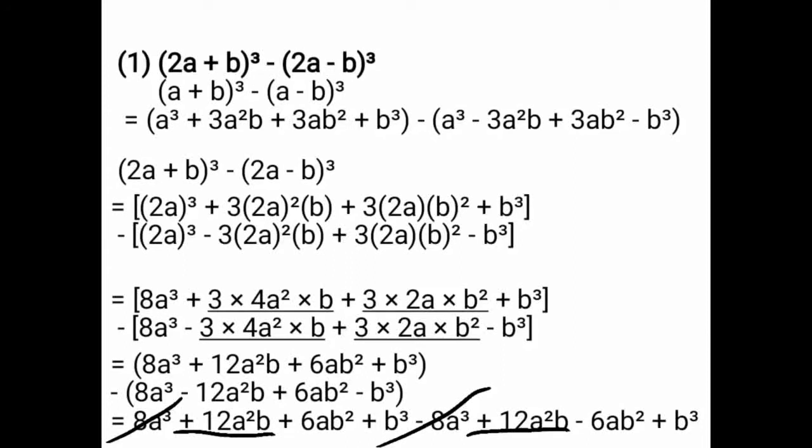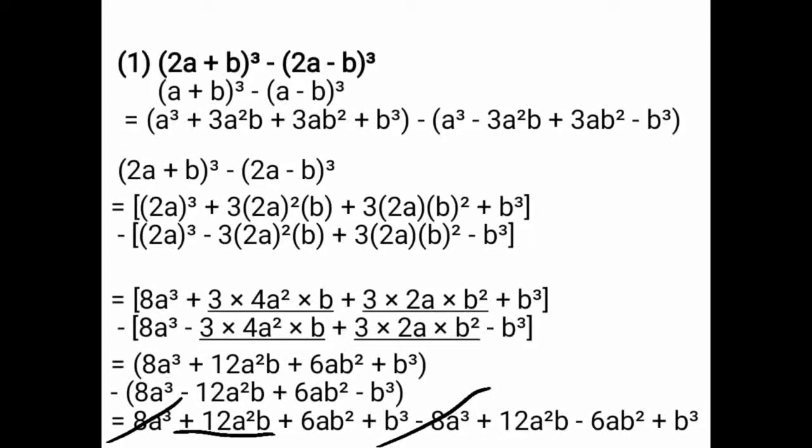Both have plus 12a square b, that means you have to add. You have to add only the numbers. You cannot add the variable. If the like terms are the same, the variable you have to write one time. a square b you have to write one time. You have to add only the numbers. That is 12 plus 12 is 24. So you will get 24a square b.